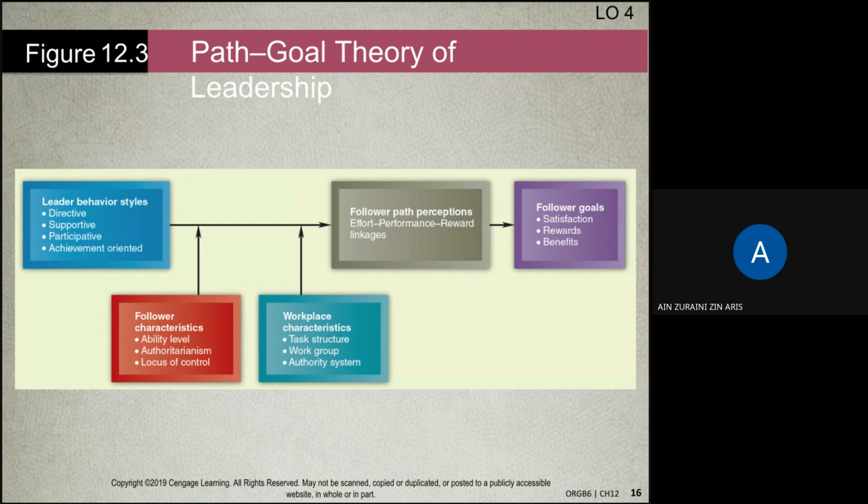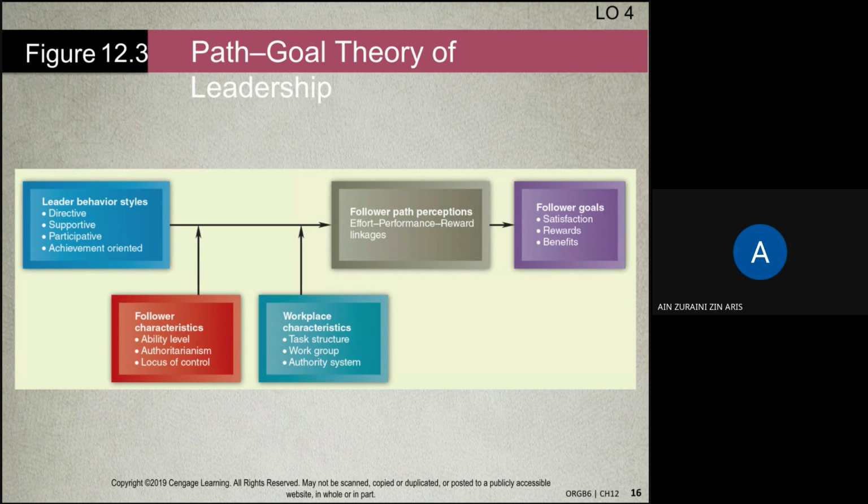Okay, the first one is directive leadership. A directive leader gives clear instructions, sets expectations, and schedules work. Directive leadership is useful when the tasks are unstructured and ambiguous, because the team members will know exactly what to do and how to do it. Okay, so for example, a new employee is not sure how to start a report. So the leader may use a step-by-step breakdown.